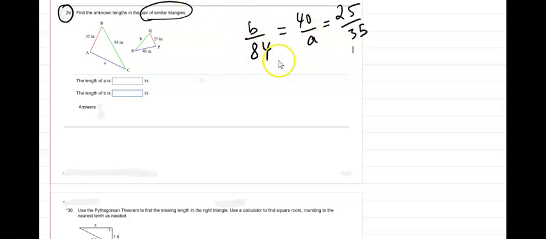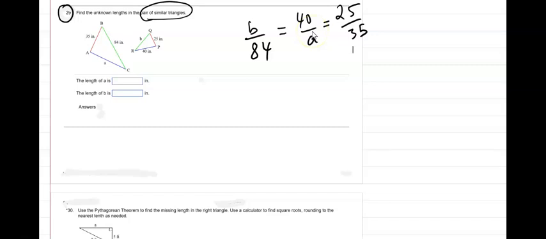So if you see the corresponding sides, you divide each pair of corresponding sides and find the ratio. So B divided by 84, because B and 84 are corresponding sides, is the same as 40 divided by A, these are corresponding sides, equals 25 divided by 35. Okay, this is what is called corresponding sides are proportional.